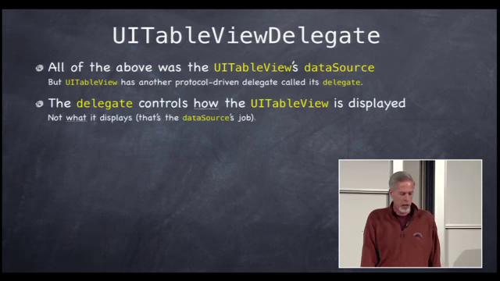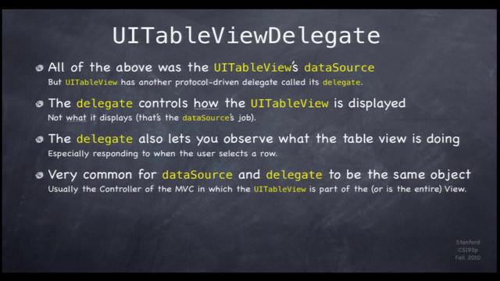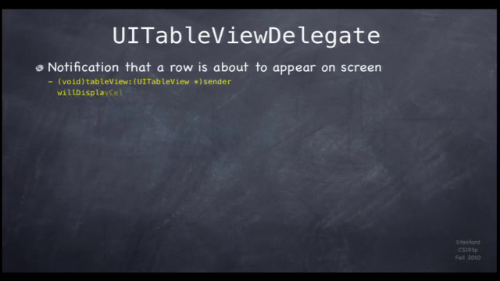And it is very common for both the data source and delegate to be the same object because the controller is usually arbitrating communication to your model, and at the same time, it's also managing the activity in your view. So it would make sense for it to be both. But they're separated to make it clear in the API of a table view. These are data methods. These are UI methods.